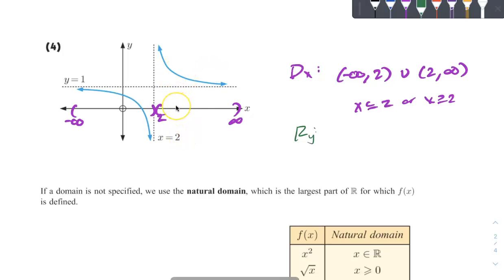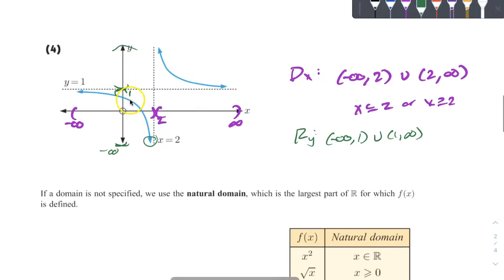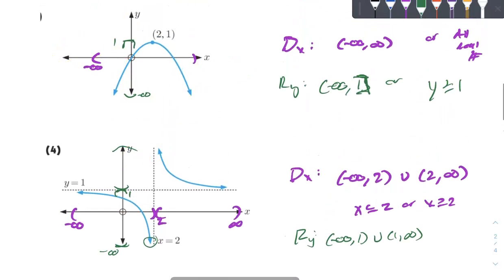So the lowest I see is right here, right? So it's negative infinity. Again, we got to stop right here though. At 1, nothing crosses 1. So negative infinity to 1, union, then we start at 1 and go all the way to infinity again. 1 to infinity. So there we go. So that's how we do domain and range by reading a graph. You just kind of look at the graph, left to right, low to high.